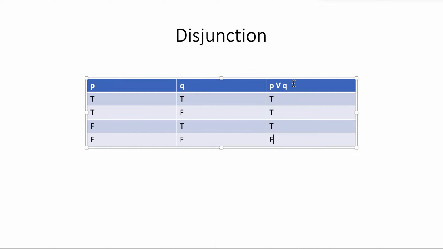Okay. Why? Because for a disjunction to be true, at least one of the disjuncts, the things that it brings together on either side of the V, at least one of those things has to be true. We don't have that on the fourth row, and so the disjunction is going to be false. Okay.